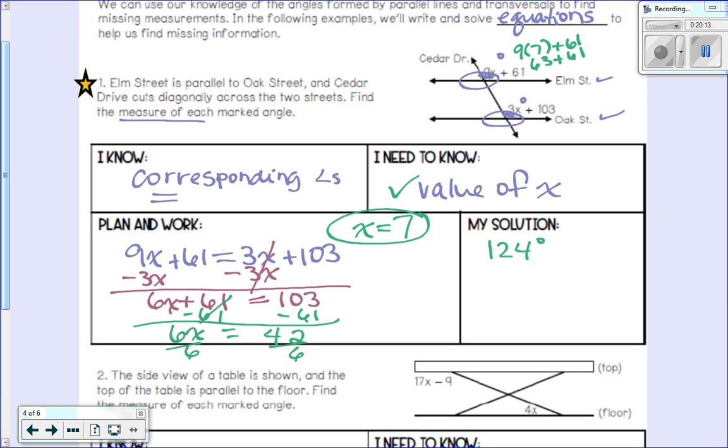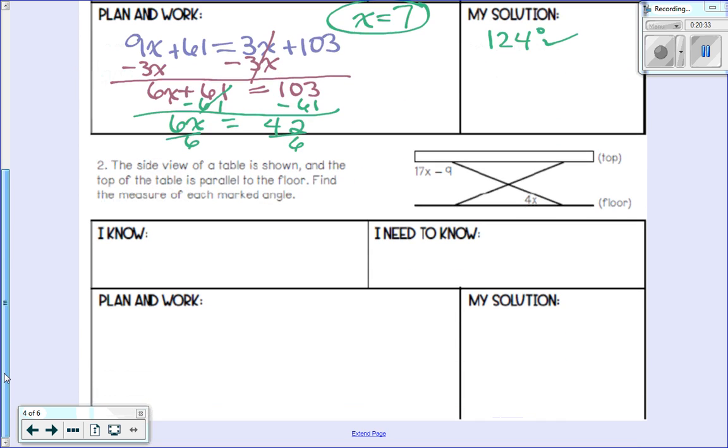Do we need to plug it into the other one? We don't need to, but let's do it because that's good checking work. 3 times 7 plus 103. 21 plus 103, you're going to get 124. Pretty cool. All right, so with your table, work together.